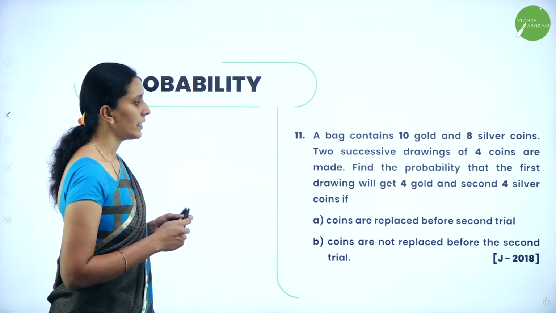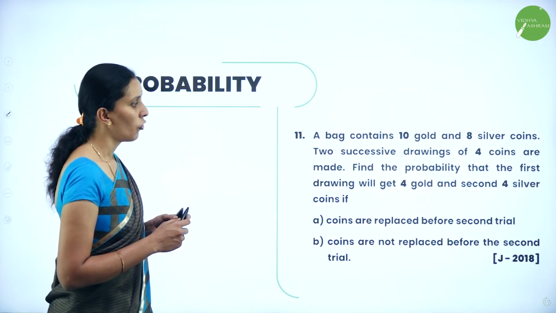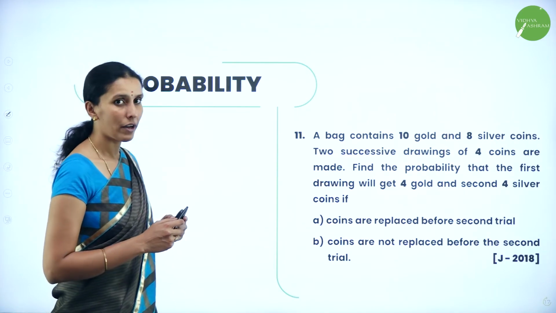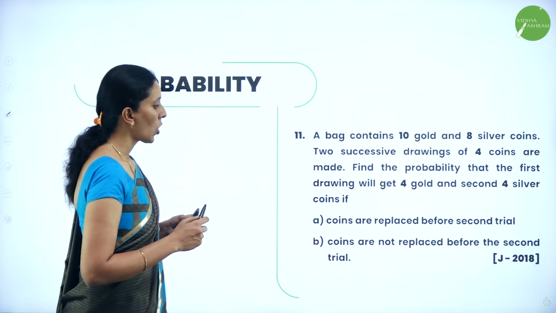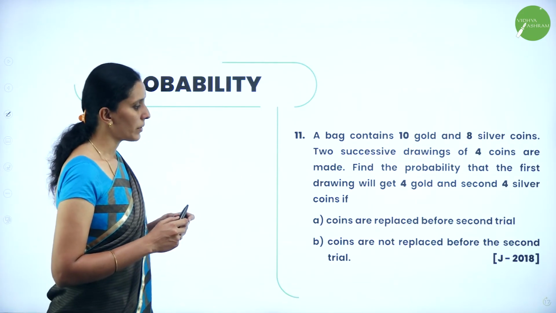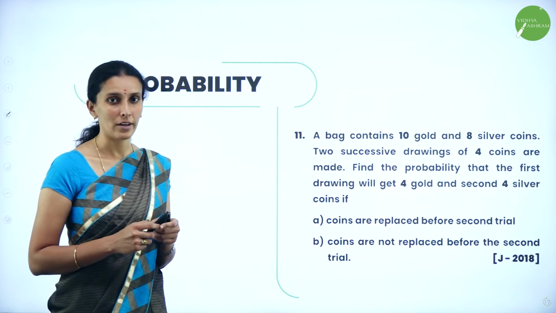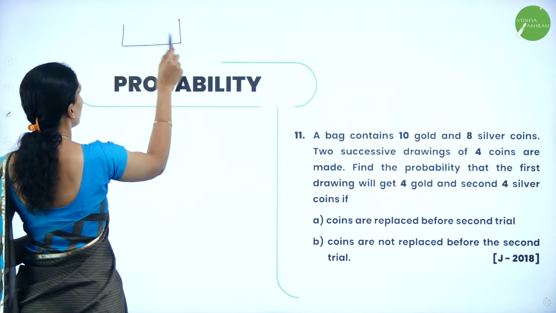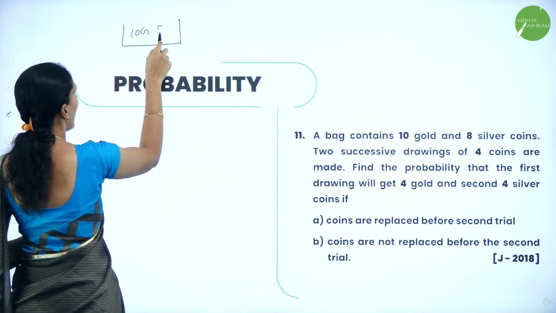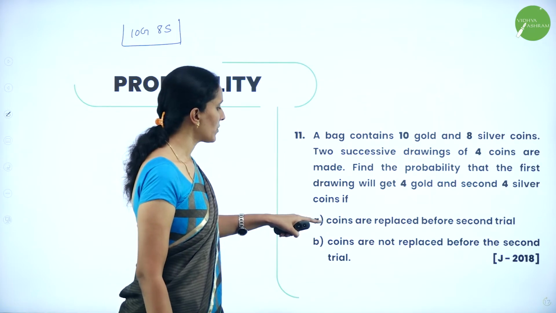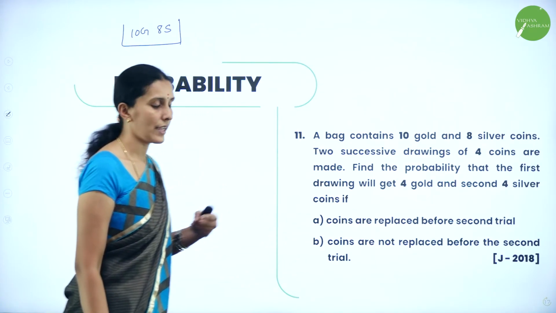Find the probability that the first drawing will get 4 gold and the second drawing will get 4 silver coins, if first, the coins are replaced before the second trial, and second, the coins are not replaced before the second trial. So here we have a bag which contains 10 gold and 8 silver coins. Let's take the first one, where coins are replaced before the second trial.